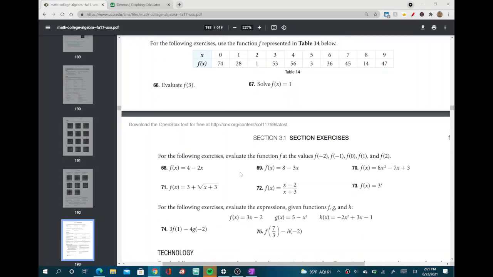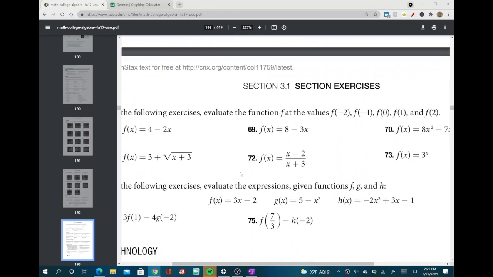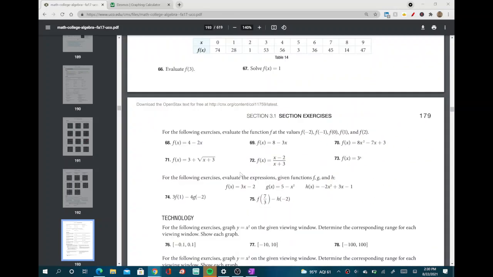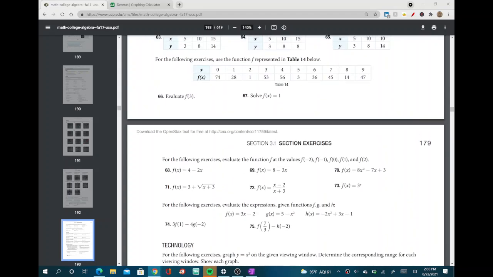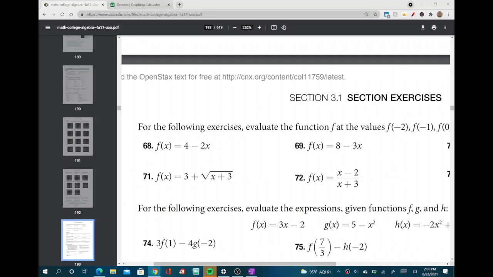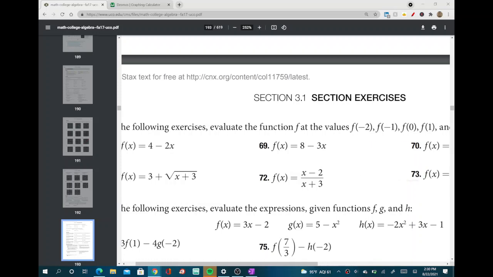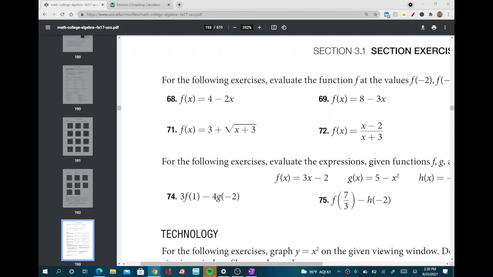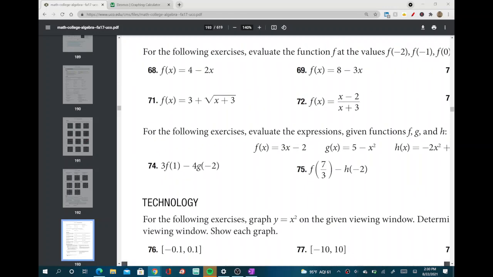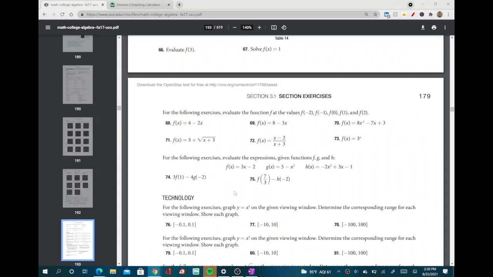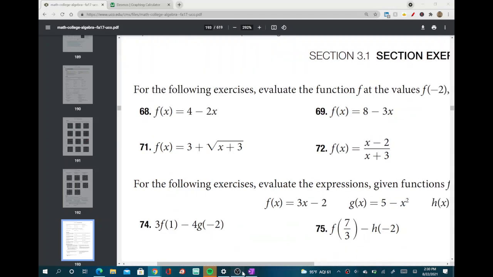Now, this is evaluating functions. I will go ahead and do this just so you guys understand what I mean when you put an input into a function and you get a specific output. So I'm going to do numbers 68 through 75, okay?